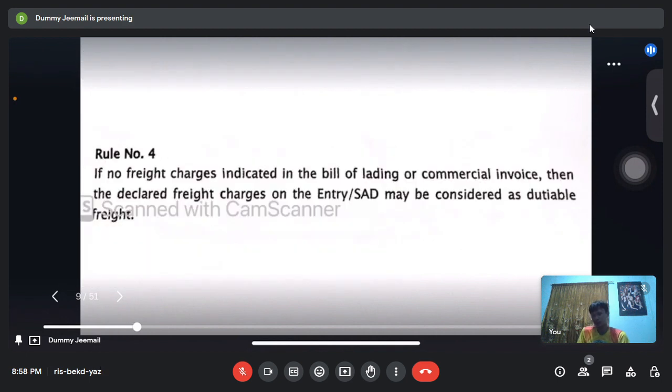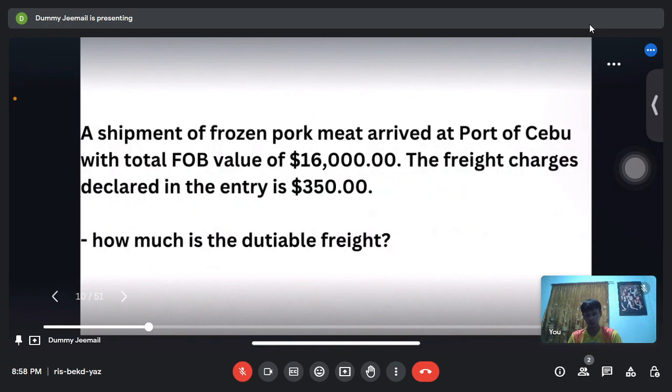Next, we have rule number 4. If no freight charges are indicated in the bill of lading or commercial invoice, then the declared freight charges on the entry or SAD may be considered as the dutiable freight. For example, a shipment of frozen pork meat arrived at the Port of Cebu with a total FOB value of $16,000. The freight charges declared in the entry is $350. So how much is the dutiable freight?